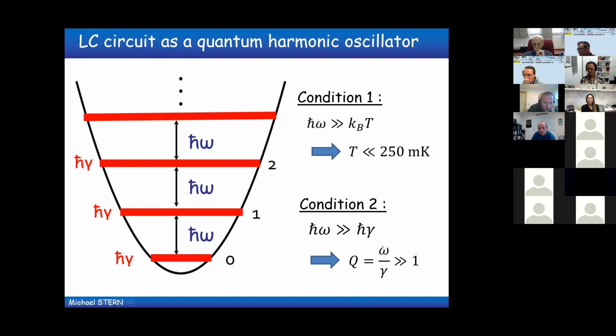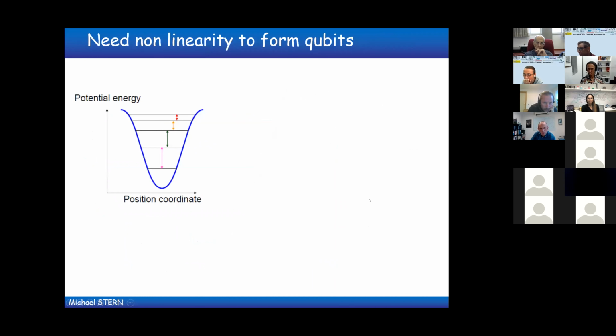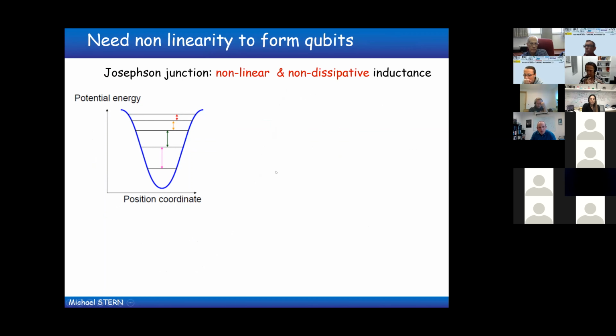So if you have these two conditions, your system should behave quantum mechanically. But this is not enough, because in order to speak about a qubit, what you need is also some kind of nonlinearity. And there is this wonder of nature, the so-called Josephson junction, which gives us this nonlinearity without a price to pay in terms of dissipation. It's a very rare system in nature that is at the same time nonlinear and non-dissipative.